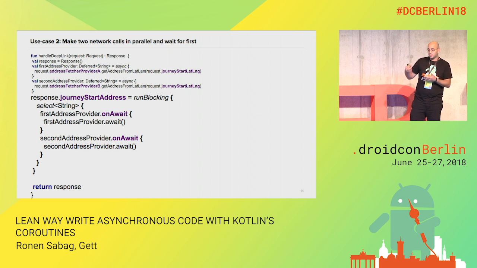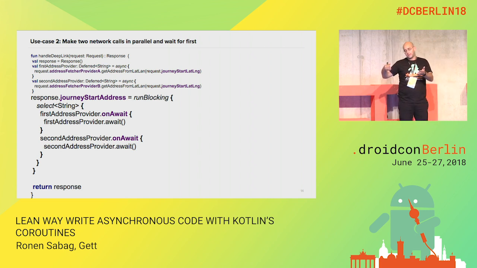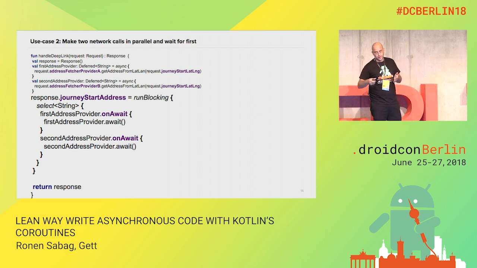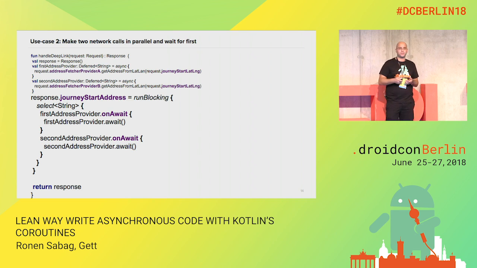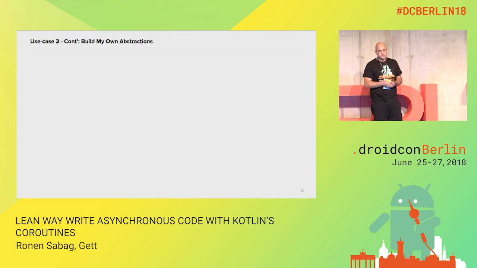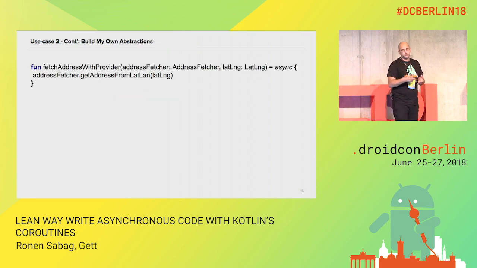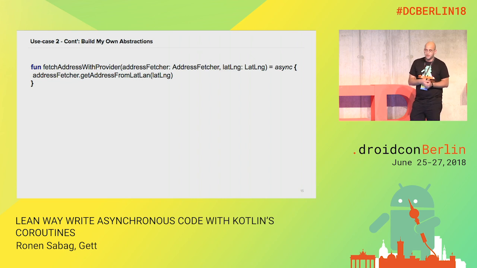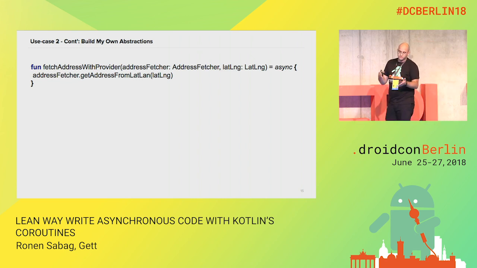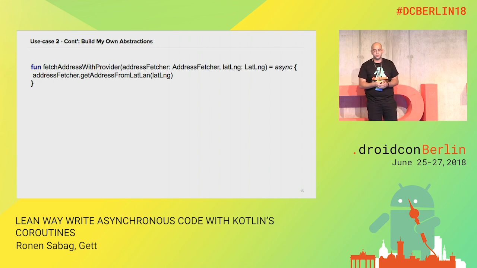We're going to get a result, and this is going to be the return value. And because we want to wait for the first one, we wrap all of that with runBlocking. So once again, it's working, it's really nice, but I want to make it more readable. So what I can do, like before, is provide my own abstractions. I'm going to wrap the async call with a function called fetchAddressWithProvider.